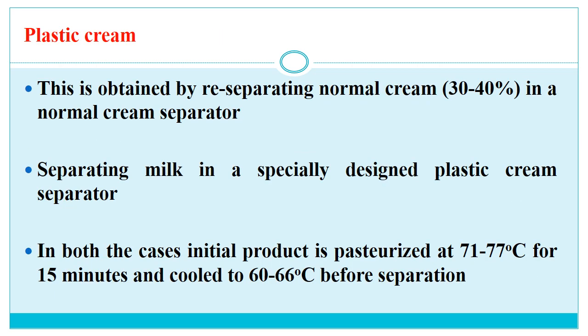Now about plastic cream. This is obtained by re-separating normal cream, that is about 30 to 40% fat, in a normal cream separator. If we pass normal cream through a cream separator, the fat content will increase. Or we can do it by separating milk in a specially designed plastic cream separator. In that case, the fat percentage in the cream will be very high. In both cases, the initial product is pasteurized at 71 to 77 degrees Celsius for 15 minutes and cooled to 60 degrees Celsius before separation.